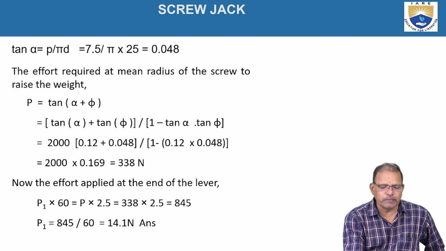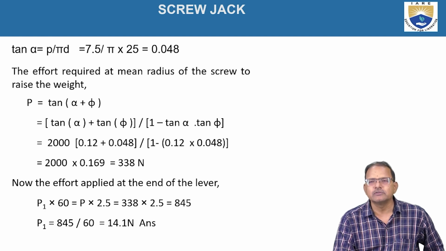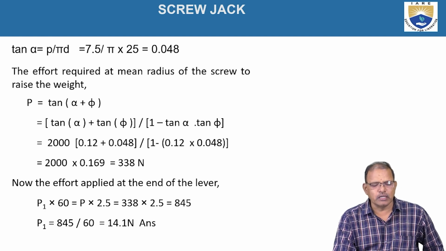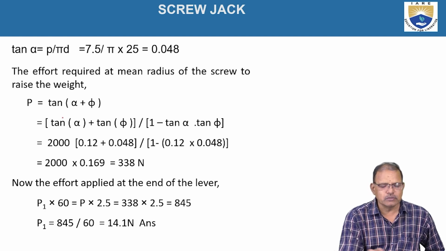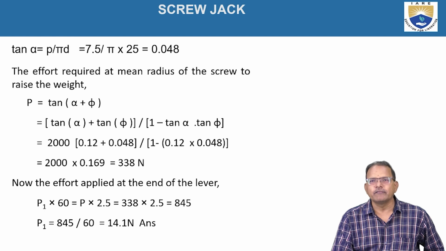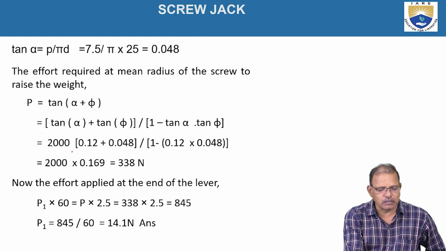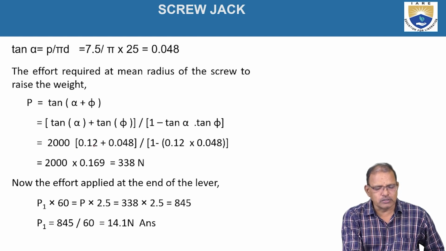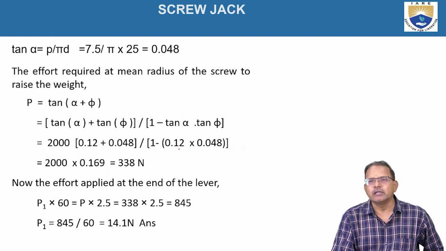Then tan alpha is equal to p divided by pi d, which is 7.5 divided by pi into 50, which is equal to 0.048. The effort required at the mean radius of the screw to raise the weight is given by P is equal to W tan of alpha plus phi, which on expansion is W times tan alpha plus tan phi divided by 1 minus tan alpha tan phi. By substituting the values, 2000 into 0.12 plus 0.048 divided by 1 minus 0.12 into 0.048, we get 338 newtons.